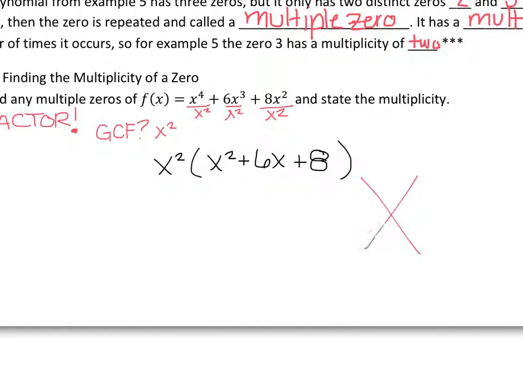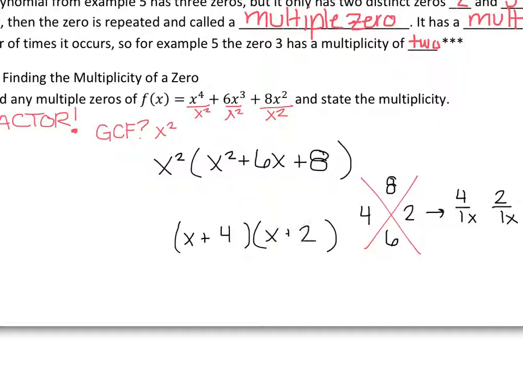I'm going to make my big X. What goes in the top? 8. And then 6. Yep, 4 and 2 multiply to get 8 and add to get 6. So I have my fractions. What's in the denominator? 1, because of the a. Both of those are reduced. So I have just got 2 factors, x plus 4 and x plus 2.